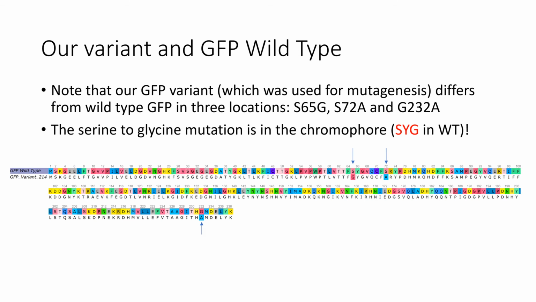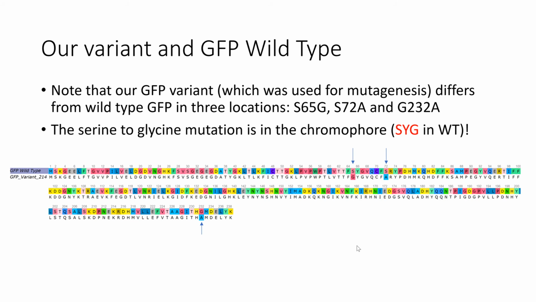It has 3 mutations. It has a serine to a glycine at position 65. It has a serine to an alanine at position 72. And it has a glycine to an alanine at position 232. Now, the one that's the most interesting is the serine to the glycine at position 65. Why? Because that is smack dab in the middle of the chromophore.